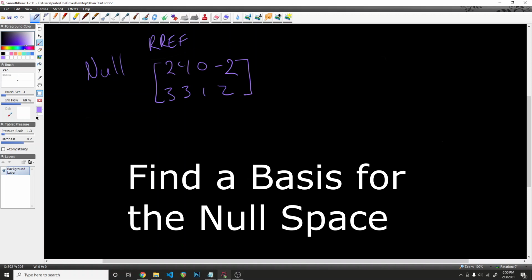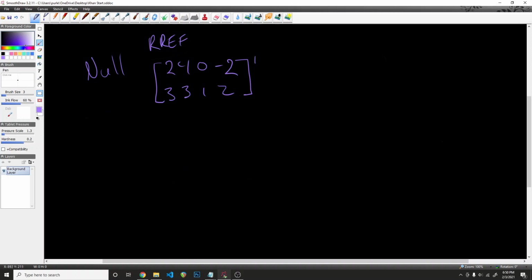We're going to take 1/2 of row 1, and then here we're going to take 1/3 of row 2. So that will be 2 divided by 2, which is 1, 4 divided by 2, which is 2, 0, and then -2 divided by 2, which is -1. And then on the bottom row, we have 3 divided by 3, that's 1, 3 divided by 3 again, that's 1, 1 divided by 3, and then 2 divided by 3.